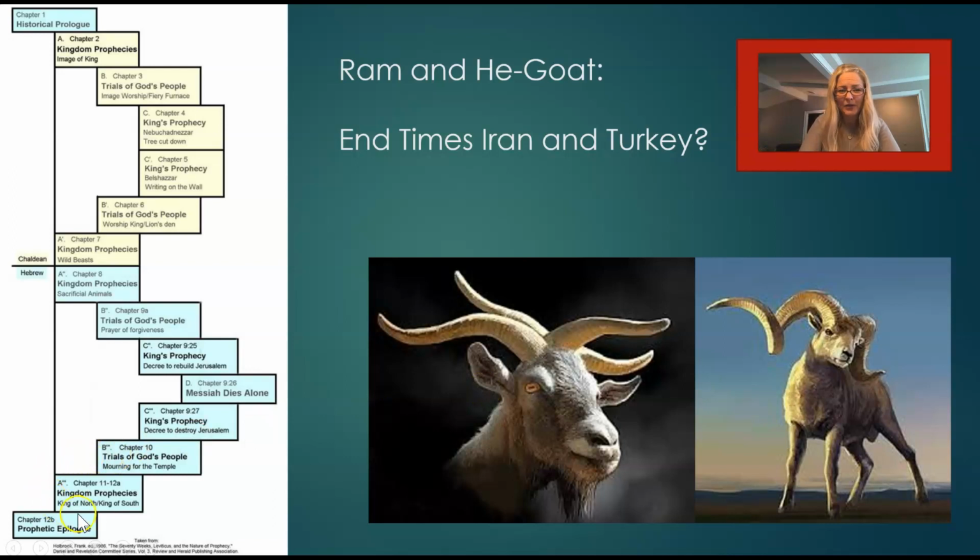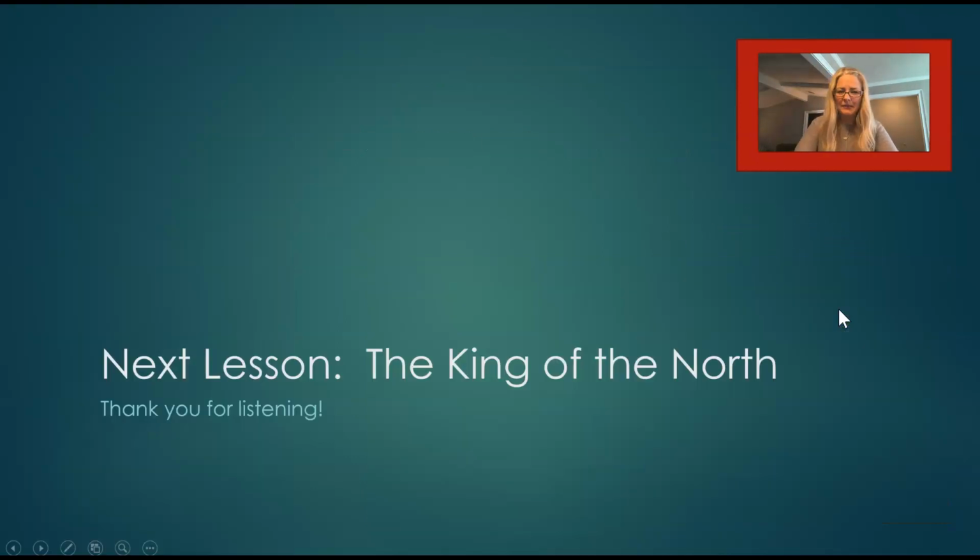Remember, if what we're seeing in Daniel 11 is pointing to the time of the end, and it's parallel to what's going on in Daniel 8, then it's also very likely that these are end times beasts. So, should we watch for a Turkish invasion of Iran? It's definitely a possibility.